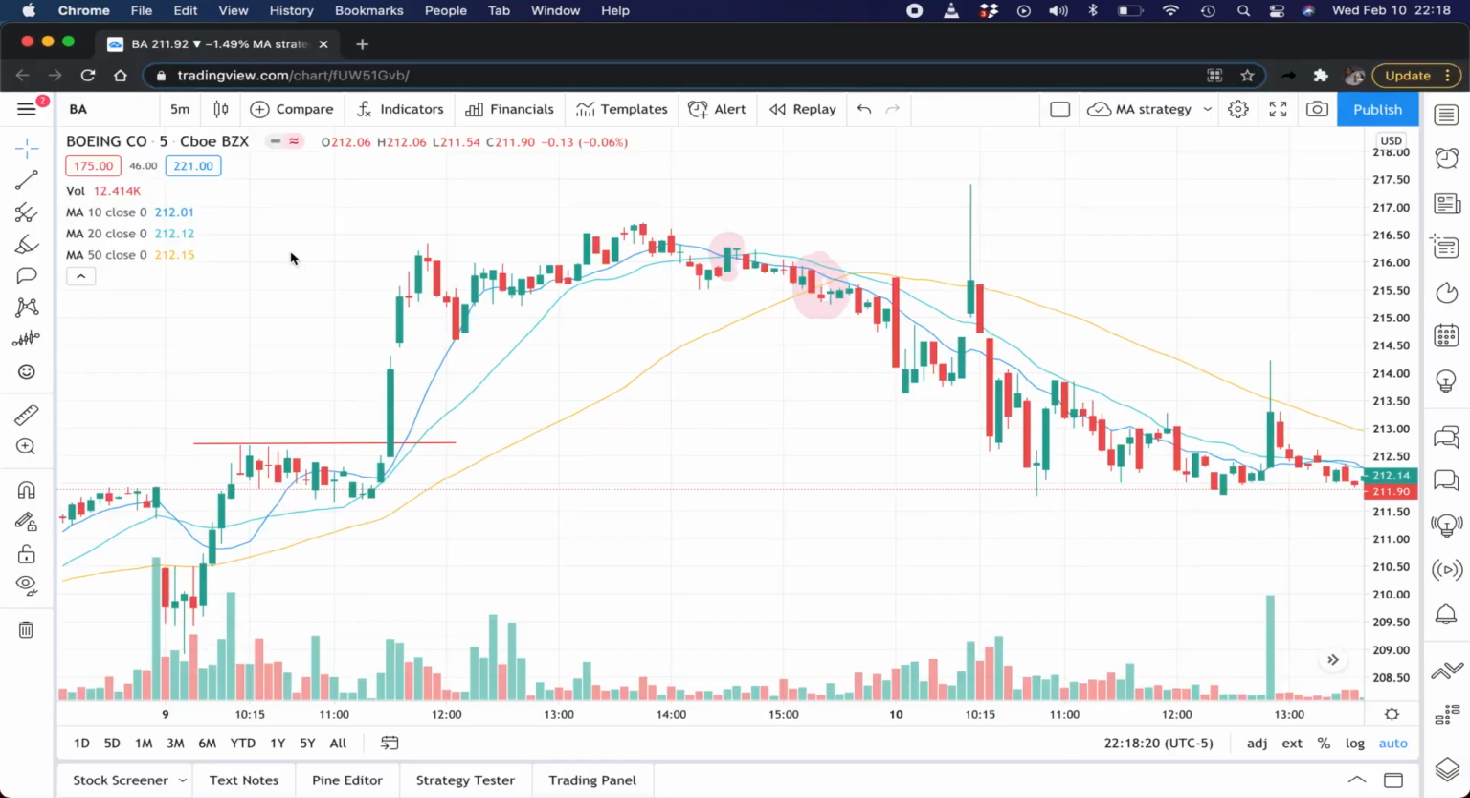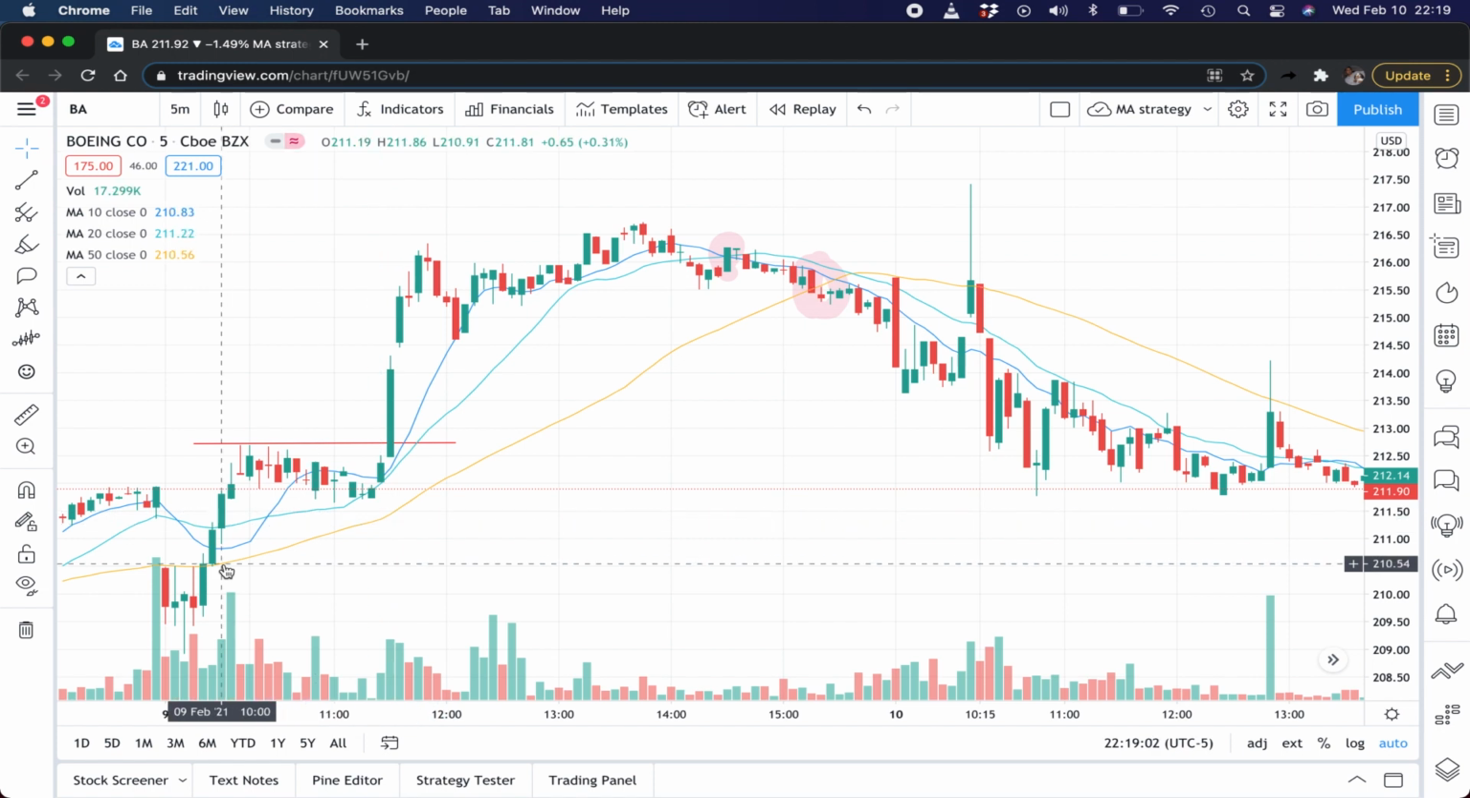We typically use convergence between the moving averages to base our trading decisions, like I explained in the previous video. Here I have pulled the intraday trading chart of Boeing on a 5-minute time frame, and I've added all the moving averages, the 10, the 20, and the 50. The 10 is the blue line, the 20 period moving average is the green, and the yellow is the 50 period moving average. I pulled this all on my TradingView platform just to understand how you can base your trading decisions by looking at these three moving averages.